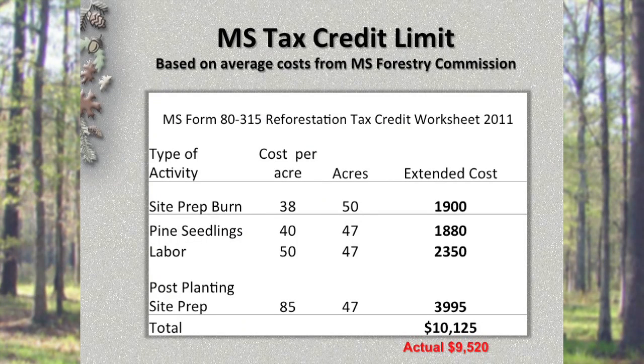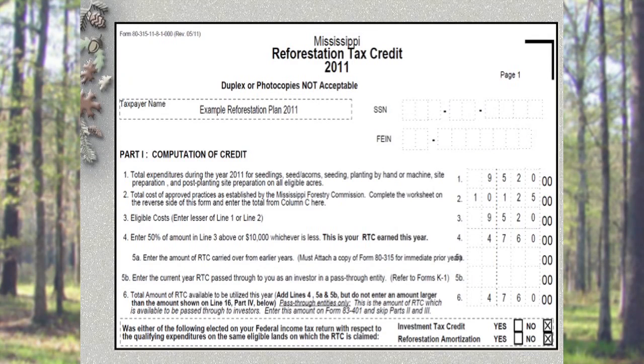On the second page of this worksheet for the reforestation tax credit, you compare what you spent to what the average cost is in Mississippi. So here we have the average cost of site prep of $38. Average cost of pine seedlings is $40 an acre. Labor is $50 an acre. Post-planting site prep's $85. You add all those together, the average cost in Mississippi was $10,125. Lucky this time, our actual cost was less than the average, so we can take a 50% tax credit on the entire amount.